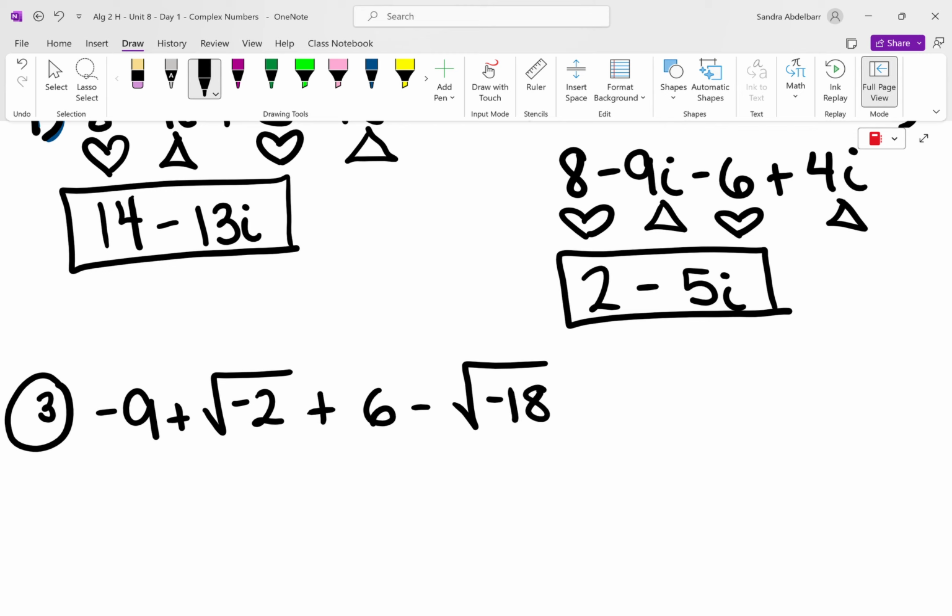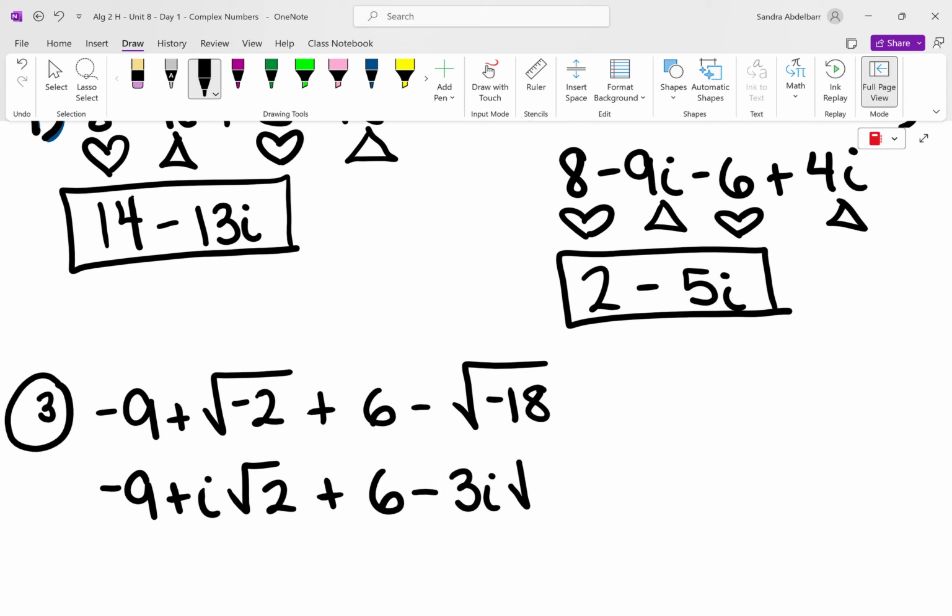All right, so let's say I now have negative 9 plus the root of negative 2 plus 6 minus the root of negative 18. I cannot do anything with those negatives under the radicals, so I have to fix those. That's always my first thing. I never deal with a negative under a radical. So we're going to say negative 9 plus i root 2. Now for the second radical, the root negative 18, I can pull the i out, but can I also simplify the root of 18? I'm going to do that simultaneously. So we're going to get minus 3i root 2.